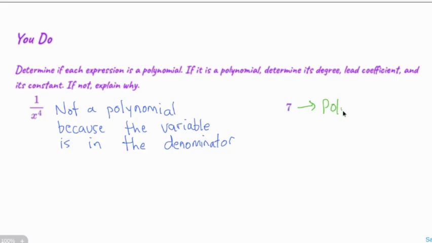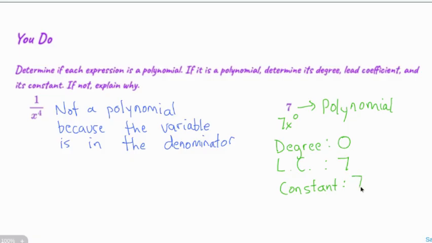This goes back to one of the first slides I gave you where I said constants can be polynomial. It's trivial because we'd have to think of it as 7x to the 0, so that when we answer what's its degree, we'd say its degree is 0. Its lead coefficient, well, it's 7. Its constant, also 7.